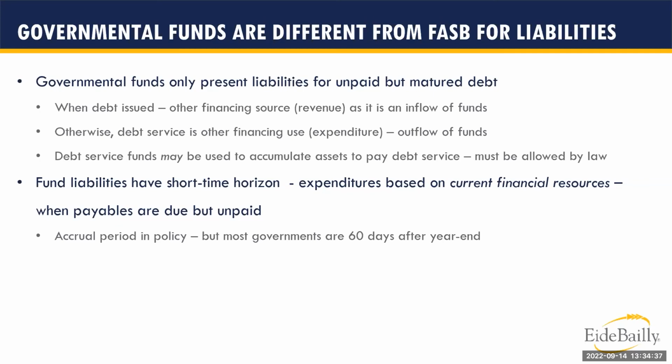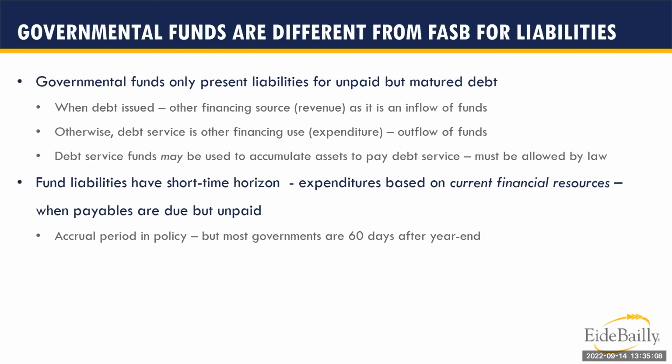And this is due to the almost cash in, cash out nature of the current financial resources measurement focus and modified accrual basis of accounting. Most liabilities in governmental funds are not recognized, especially if they're to be paid, say, after 60 days beyond the end of a fiscal year. Now, that 60 days is not uniform. Some states accrue for 1 year due to Medicaid, but by and large, 60 days is the cutoff for most local governments.